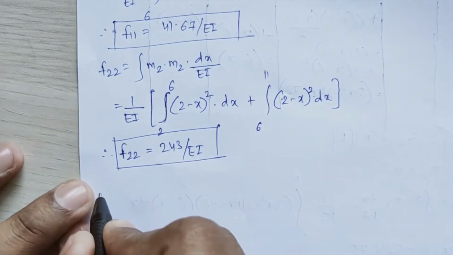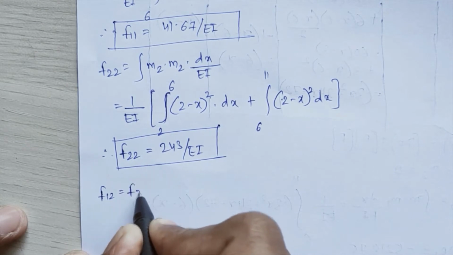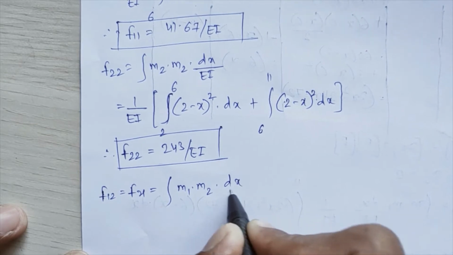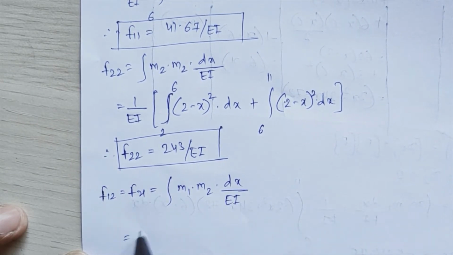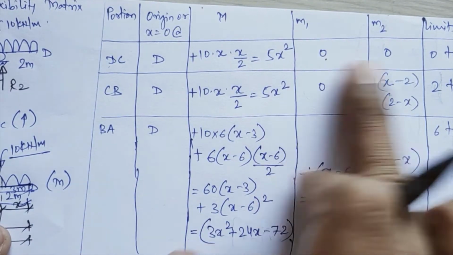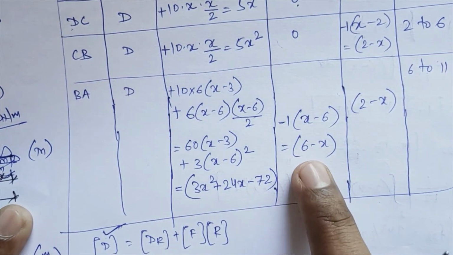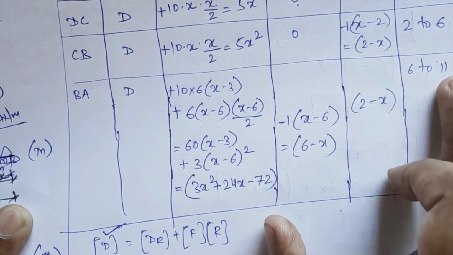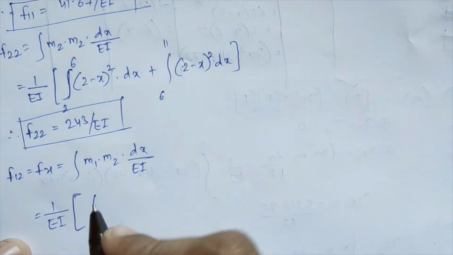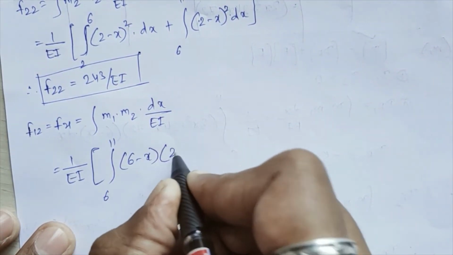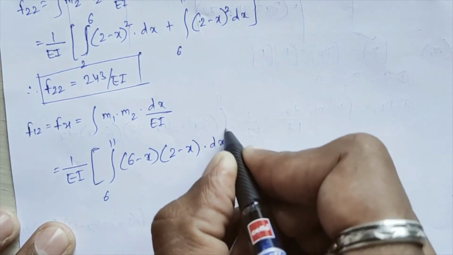Now I'll solve for the indirect flexibility, that is f12 and f21, which is the integration of M1 into M2 into dx upon EI. Again, 1 upon EI is constant, into the integration of M1 and M2 multiplication. The first portion will be 0, the second portion will again be 0, only the third portion remains. So (6 minus x) into (2 minus x) within limits 6 to 11, into dx.